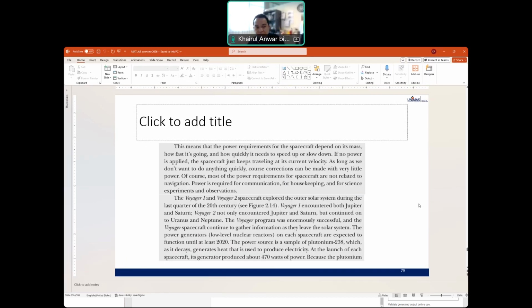So this means that the power requirement for the spacecraft depends on its mass, how fast it's going, and how quickly it needs to speed up or slow down. If no power is applied, the spacecraft just keeps traveling at its current velocity. So as long as we don't want to do anything quickly, course corrections can be made with very little power.